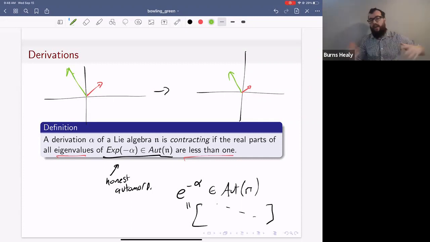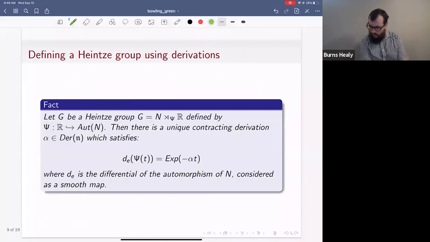Okay, this is taking place in the vector space, in the algebra, but you can imagine on the level of the Lie group, essentially what this is doing is it's bringing all group elements towards the identity. Okay. So here's a more formal definition of Heintze group, or really an alternate definition of Heintze group, but it turns out it's equivalent.